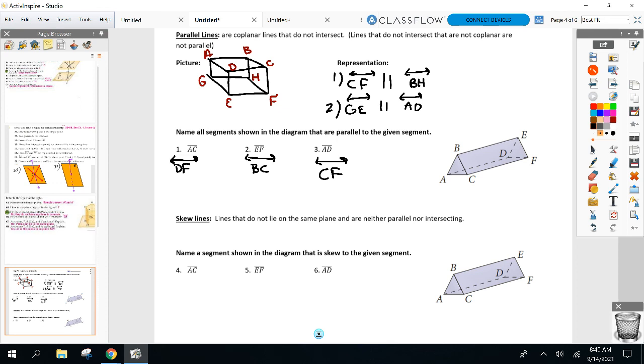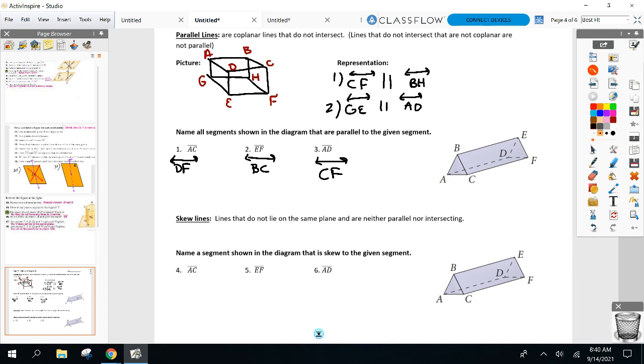Can we read that again? They can't be on the same plane. They can't be parallel, and they can't intersect. How is that possible? Ready? I'm going to show you on my die.